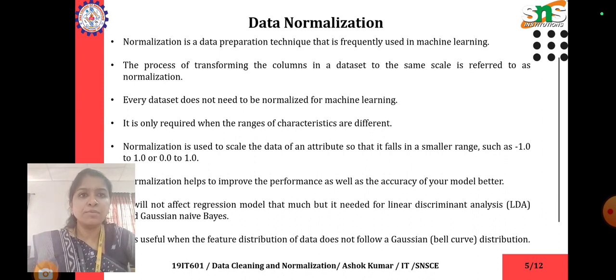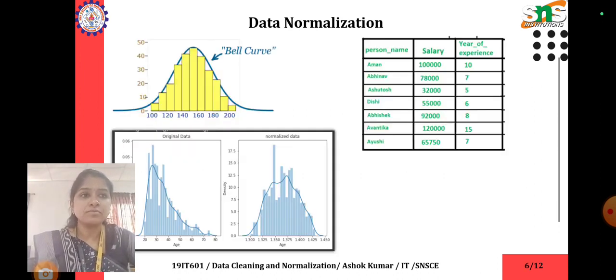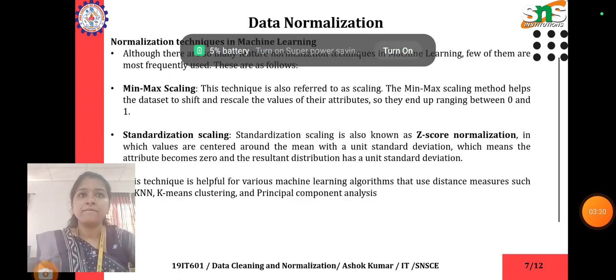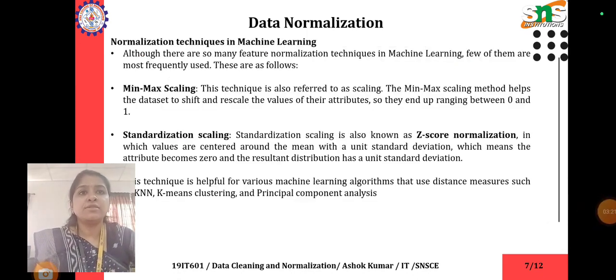Normalization helps to improve the performance as well as the accuracy of your model. It will not affect regression models that much, but it is needed for linear discriminant analysis and Gaussian naive Bayes. It is useful when the feature distribution of data does not follow a Gaussian distribution. Normalization techniques in machine learning.